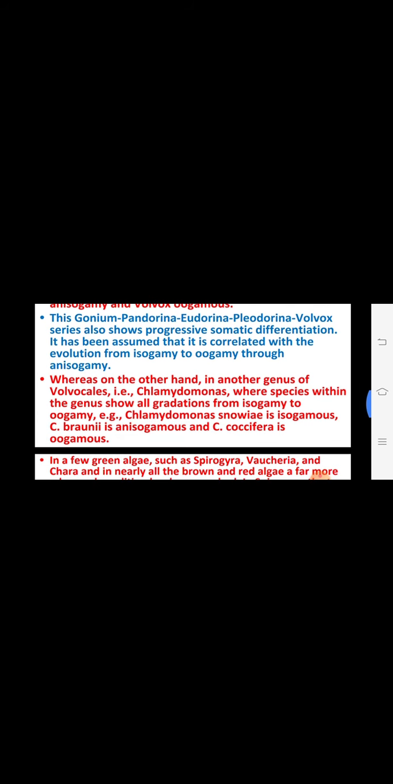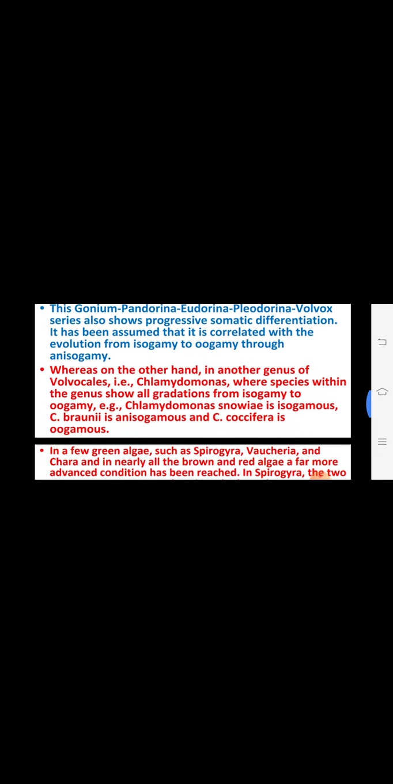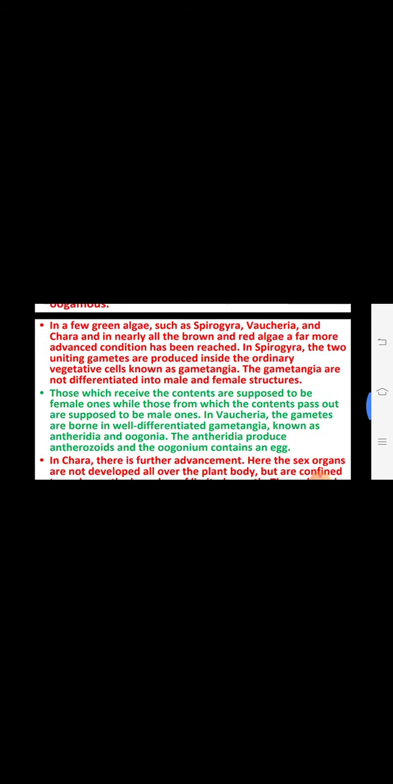shows progressive somatic differentiation, that is, only vegetative cells, correlated with the evolution of isogamy and oogamy. When one cell acts as a gamete, it is called a somatic gamete. On the other hand, the genus Chlamydomonas shows gradations from isogamy to oogamy. Some species are there: Chlamydomonas braunii is anisogamous, whereas Chlamydomonas coccifera is oogamous.